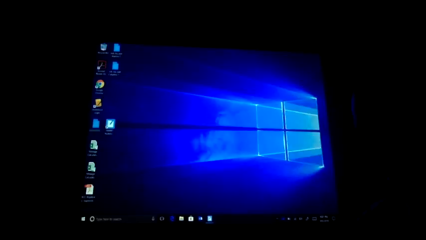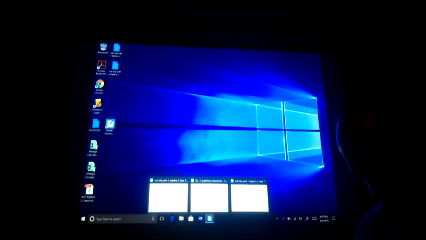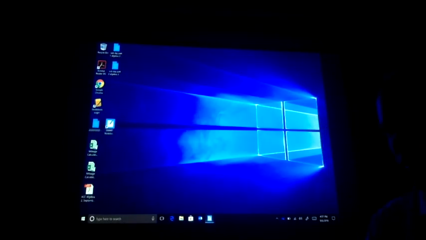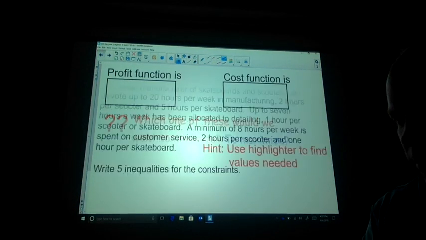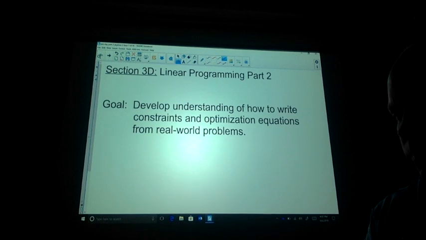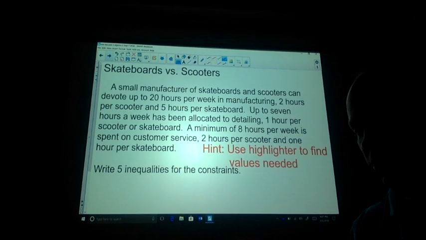Okay? So with that, then we're going to go to, this is still in your notes for today. All right, so we're going to develop understanding how to write constraints, optimize. So now we're going to start writing the equations to it.